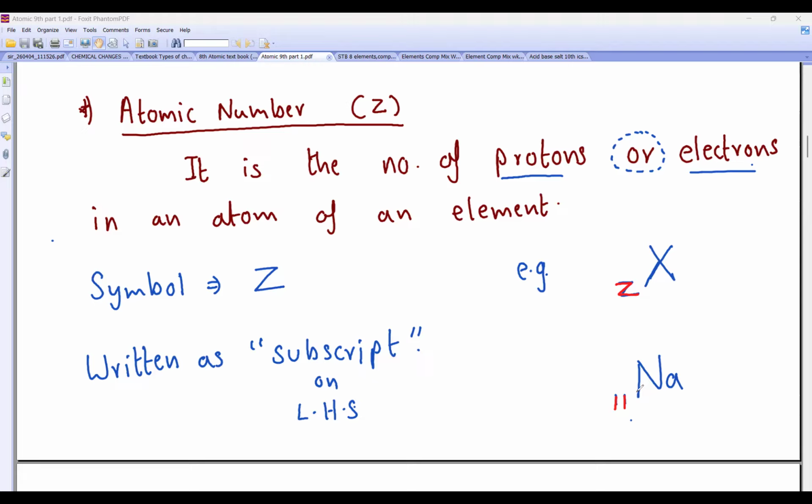If I write sodium 11, it means atomic number 11. In an atom, the number of protons is always equal to the number of electrons. Therefore, an atom is electrically neutral. Whatever positive charge is there, the same will be the negative charge. Are you getting it? Others, have you all copied?